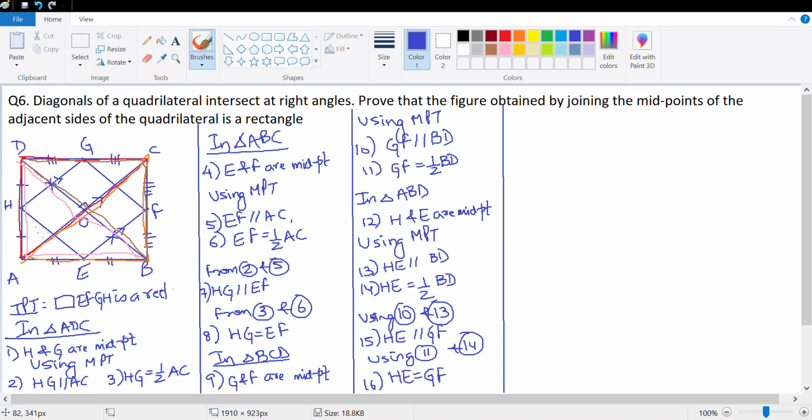So I have proven that both pair of opposite sides are equal, but we still need to prove that the vertex angles are 90. So let's see what we can get. So I've got this line parallel to this line, and I've got GE parallel to HE. What does it make? Let's give some more vertex angle names.